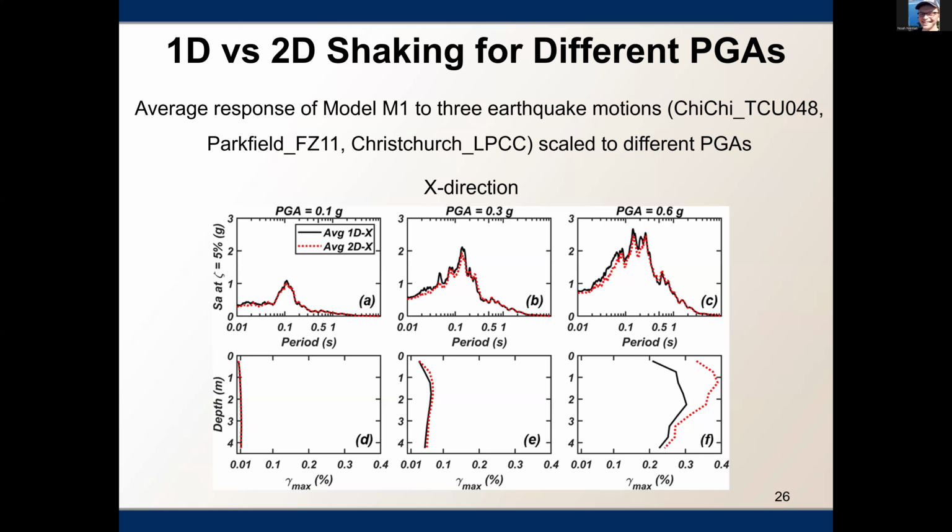We could see that for the lower intensity of shaking, both 1D and 2D motions are nearly similar. But once we increase the level of shaking, we can see that the 1D motion is predicting higher spectral accelerations as compared to 2D shaking. However, in terms of the maximum shear strain, we can see that 2D shaking is producing higher shear strains in the soil column compared to 1D shaking.